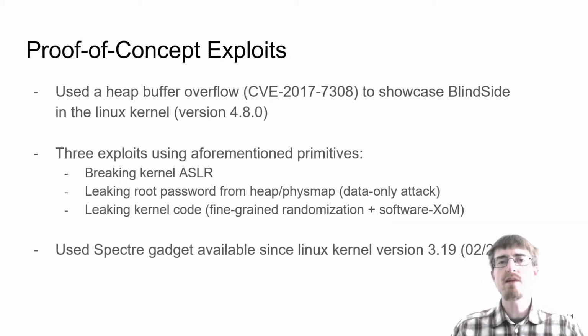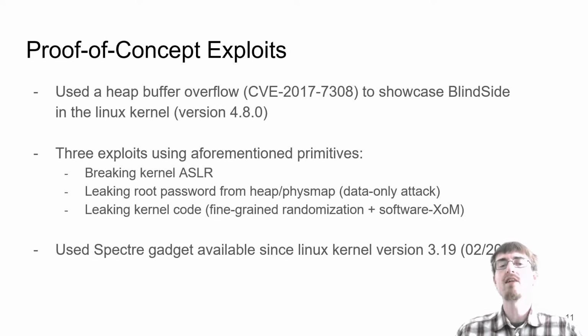Our group actually implemented this approach and used a real CVE reported vulnerability to see if we can use it to exploit the Linux kernel. Now, we managed to make three exploits using these primitives. We managed to break kernel ASLR, so figuring out where all the code and the data in the kernel is. We managed to leak the root password from the data structures in the Linux kernel using a data-only attack, so without corrupting any of the control flow in the Linux kernel, which means that this attack is actually resistant even to CFI.